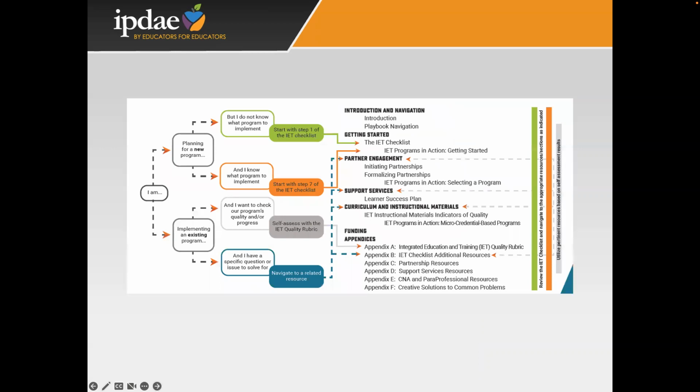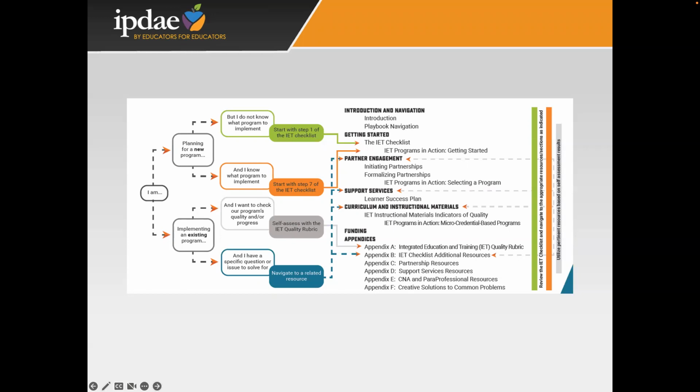This graphic in the playbook navigation section explains how program administrators might review and use the resources included in the playbook. For example, if a program administrator is planning for a new program, but the administrator does not know what program to implement, they may start with step 1 of the IET checklist. If a program administrator is planning for a new program and the administrator knows what program to implement, they may start with step 7 of the checklist.